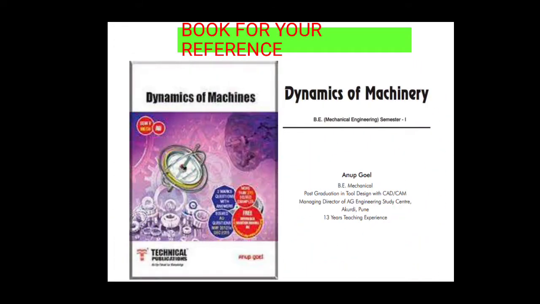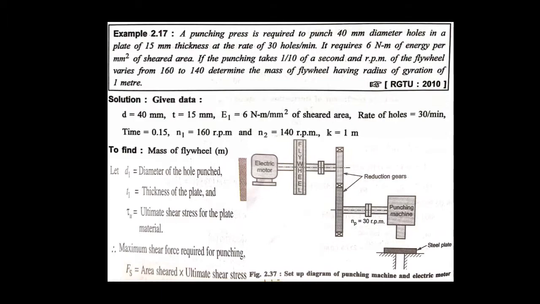Right? In this book reference, we followed the Dynamics of Machinery book by Anup Goyal, for your easy understanding. This is the basic problem we saw. The diameter is given, the thickness T is given, the ultimate shear strength of 6 Newton per mm squared is given, and the rate of 30 holes per minute is given. This diagram highlights the elemental view for understanding the punching press operation.